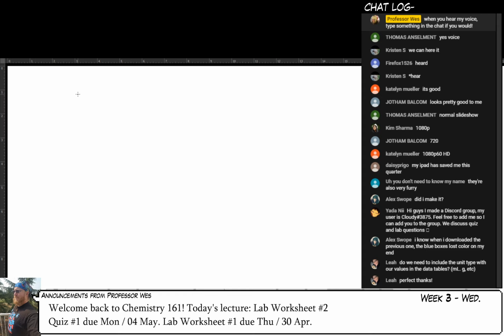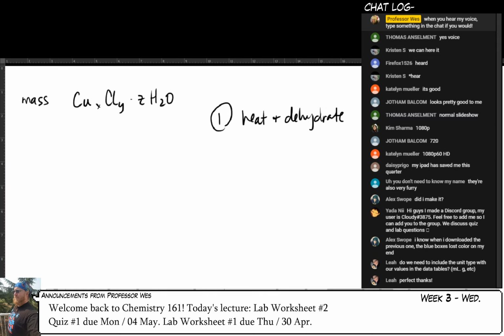All right, so you have a sample that contains copper chloride and water. And it's going to have some mass to it. So the first thing that is going to happen in the experiment, in the data that we provide you, oh, I barely didn't fit it on there, darn it. Okay. Is that you're going to heat and dehydrate the sample.